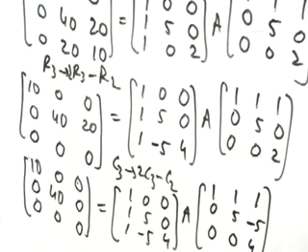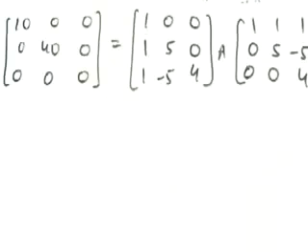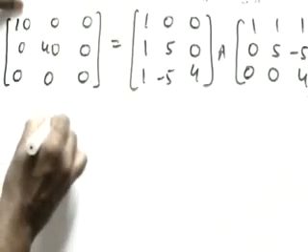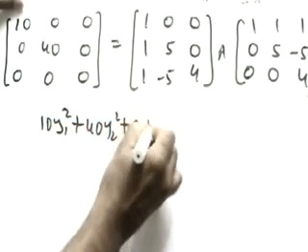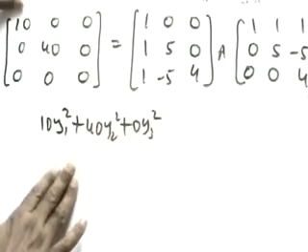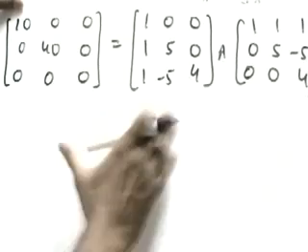Now one step is left. Let me continue from the top of the board. See here, we can leave it here itself. We can write like this: 10y1 square plus 40y2 square plus 0y3 square. Finish. We can leave it here itself.